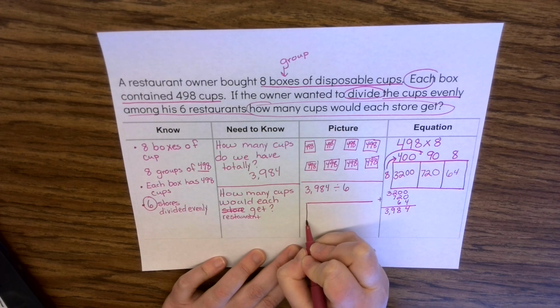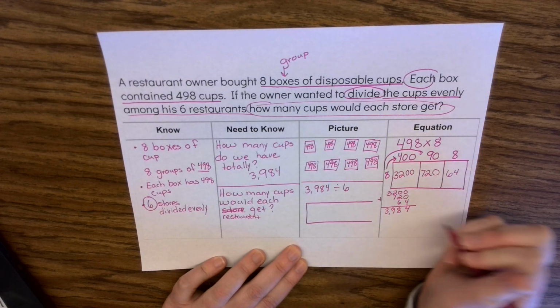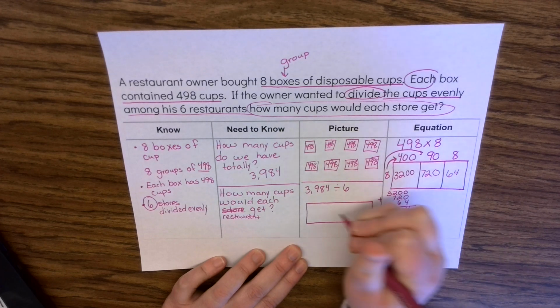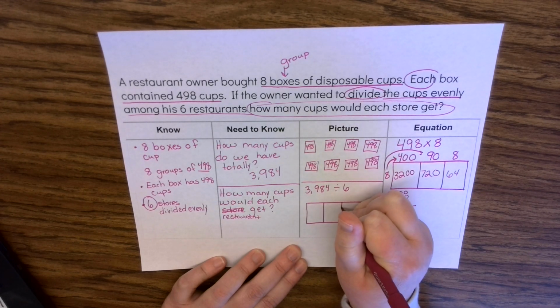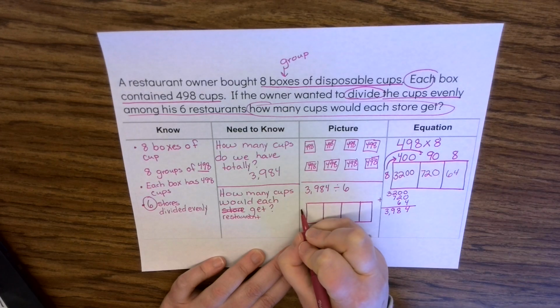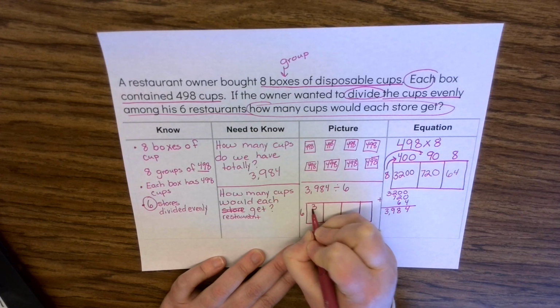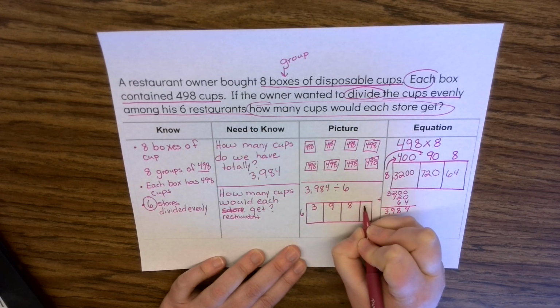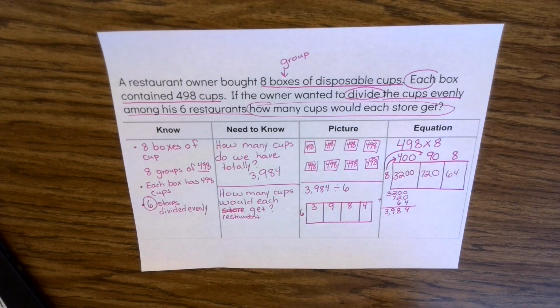Now, we don't really do a 4-digit number being divided by a 1-digit number, but guess what? You can still do it. You just add another box. Don't panic. You can do this.